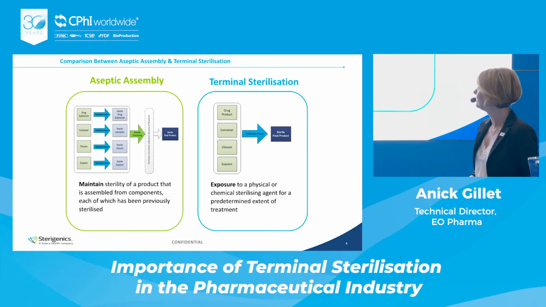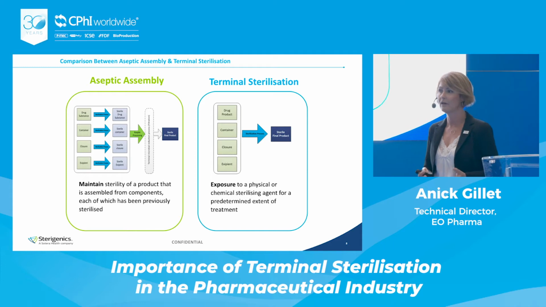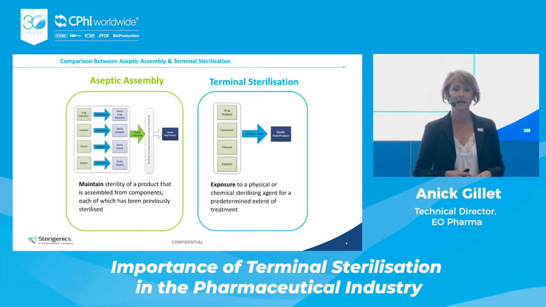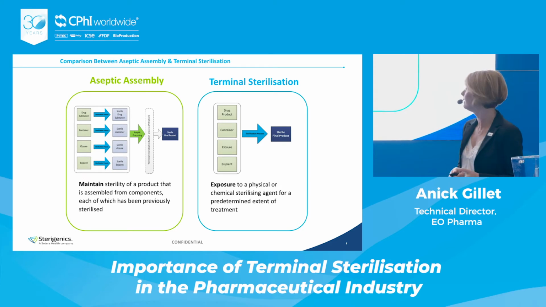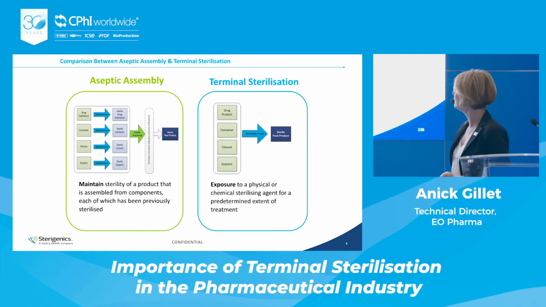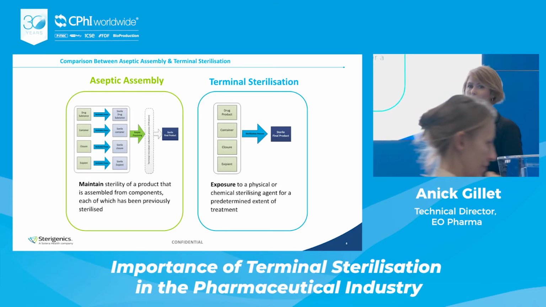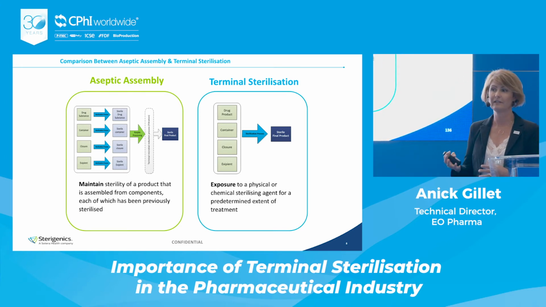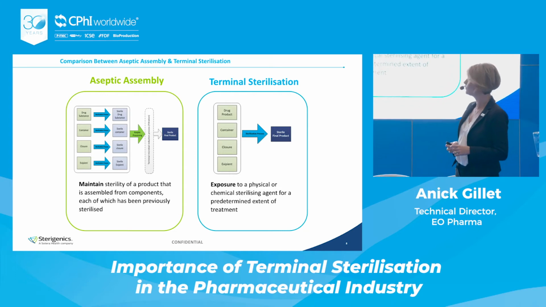For aseptic assembly, it's really a question of maintaining sterility. You have different products already sterilized by different methods, and you assemble them to get at the end an assembled sterile product. Everything has been previously sterilized. For terminal sterilization, the way to do it is totally different, because there you have an effective exposure of your product. You have the drug, the container, the closure, etc., and you expose it to a physical agent for a specific treatment. At the end, for both you have a sterile product, but the way to achieve it is totally different.